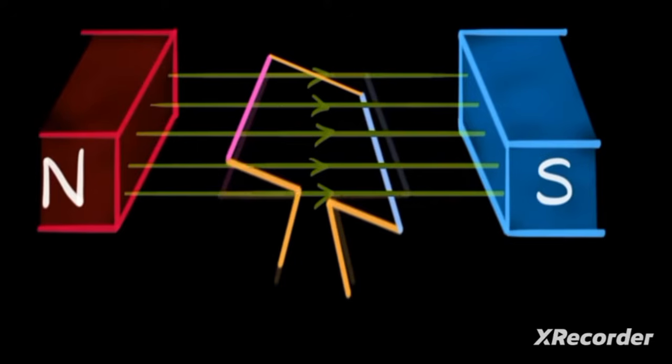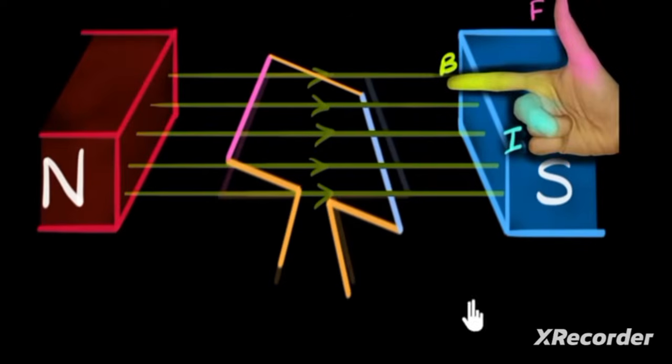Now, how do we figure out the direction of the induced current? Well, we have already learned something called Fleming's right-hand generator rule, which says you stretch the fingers of your right hand like this such that they are perpendicular to each other. Then the thumb represents the direction of the motion of the wire. That is the direction in which you're pushing the wire. The forefinger gives us the direction of the magnetic field. Then our middle finger will give us the direction of the current.